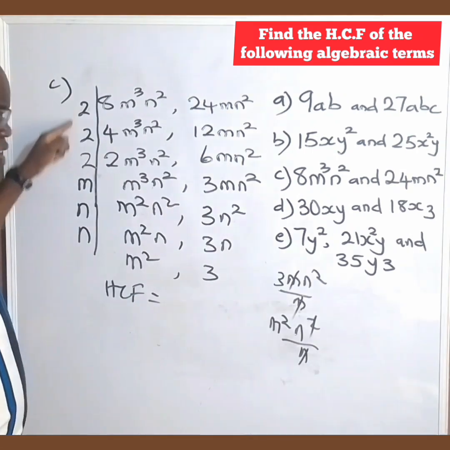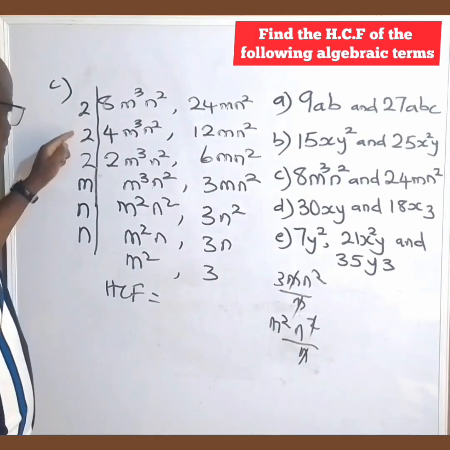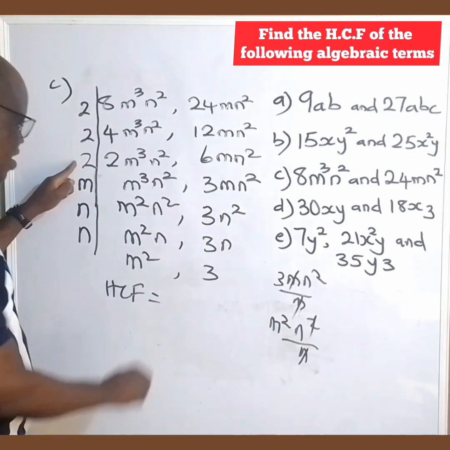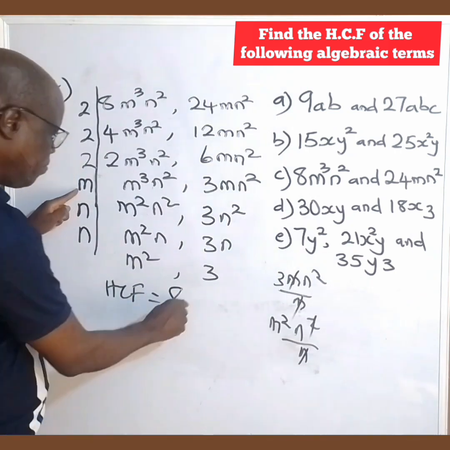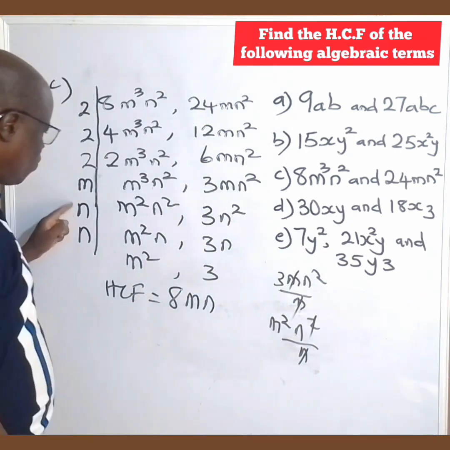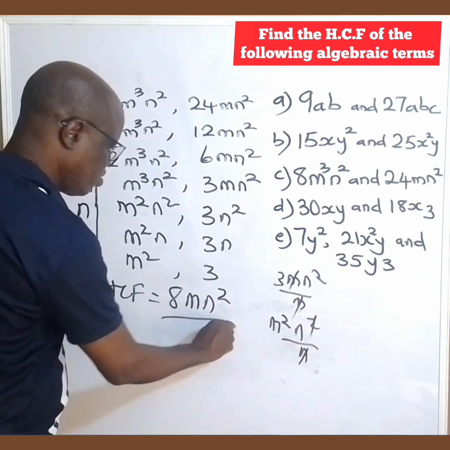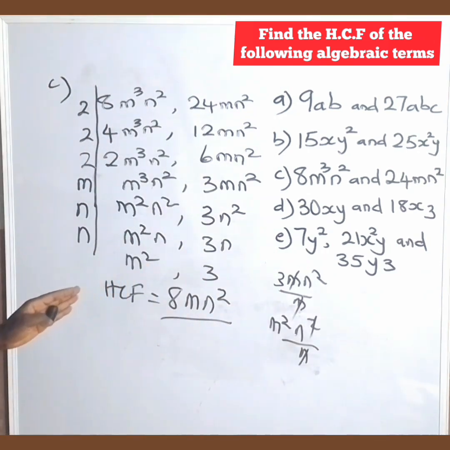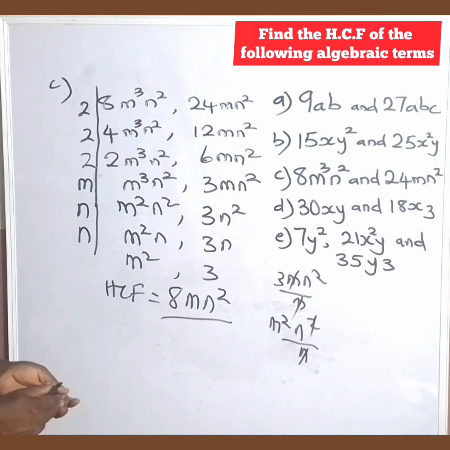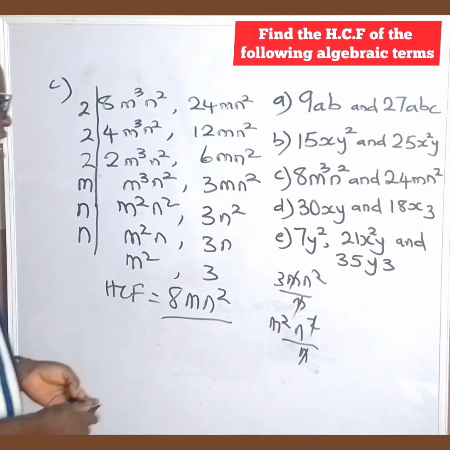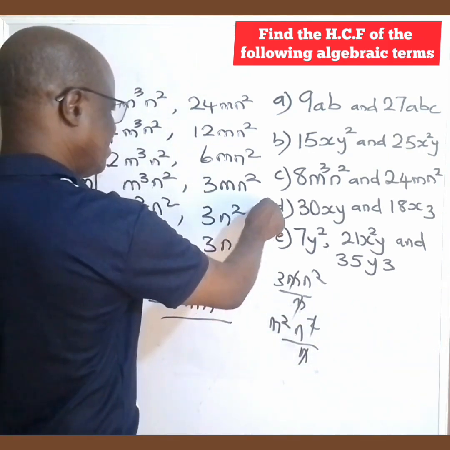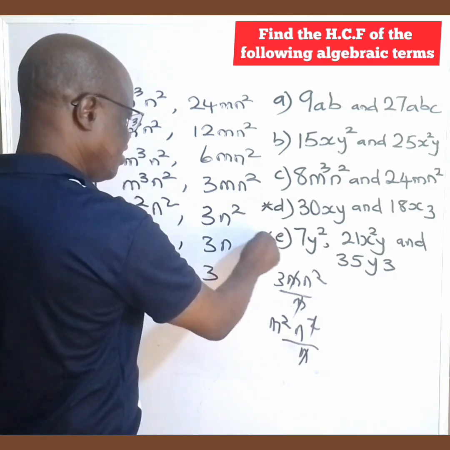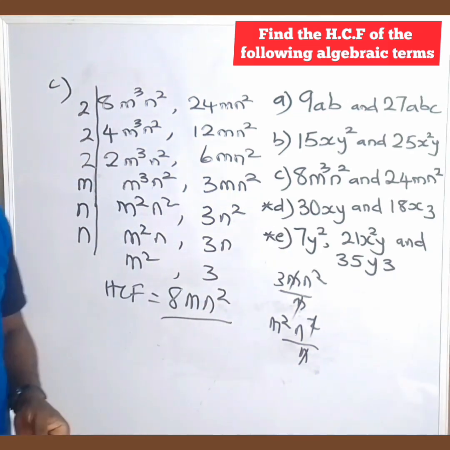So your HCF is equal to, multiply all this. 2 multiplied by 2, multiplied by 2, that's 8. This N, this N, 1, 2. So as simple as ABC. So that's C. Now, I'd like you to try this D and E and leave your answer in the comment box below.